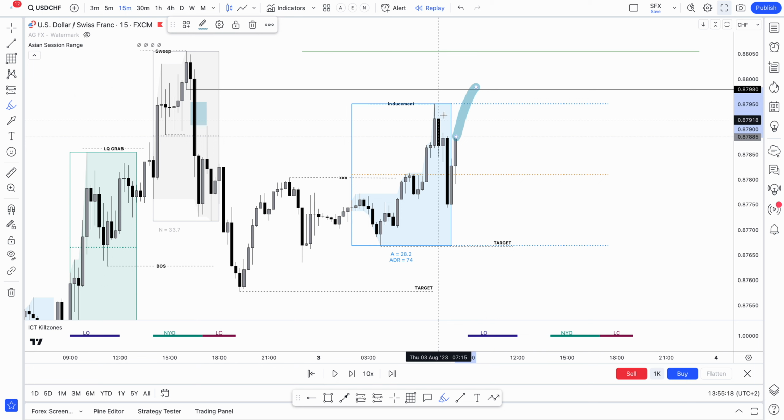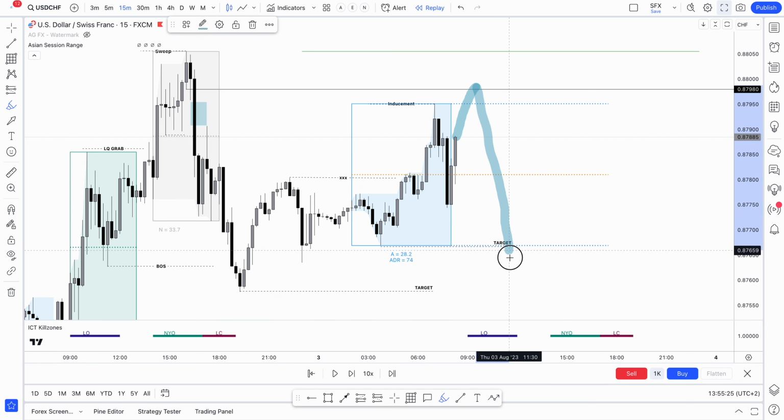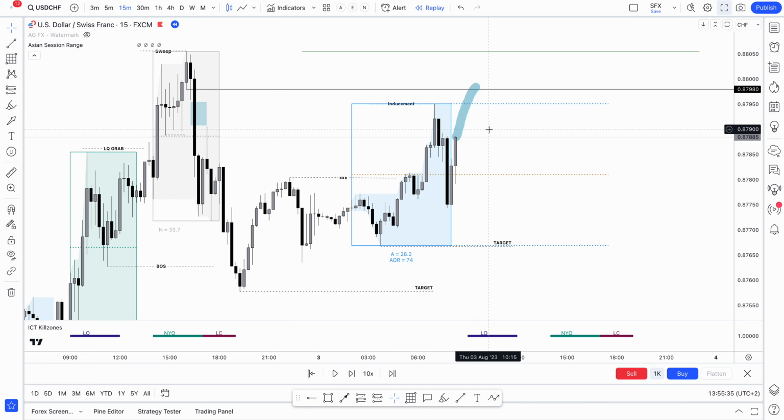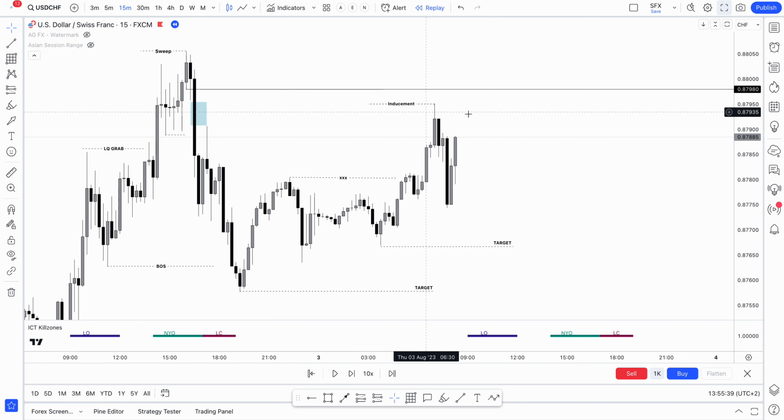Push higher to take Asian high to mitigate the order block, right? That caused this whole movement to the downside. And then price is going to go for the Asian lows and probably the previous daily low, right? London closed low. So this is our objective. Okay, let me delete everything and keep just the Asian session.